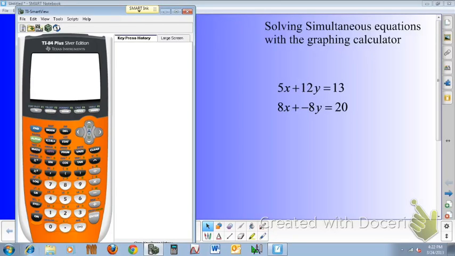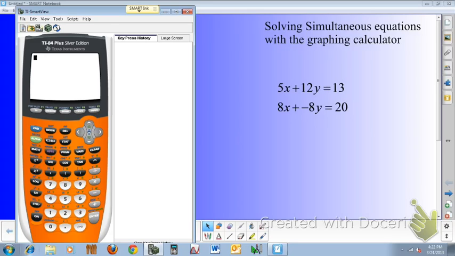Okay, we're going to solve simultaneous equations using the graphing calculator. In this case, it's the TI-84. We're going to look at how we do that. We could do this by hand, but it's very time-consuming. We could rearrange these, which is also very time-consuming and can lead to errors.